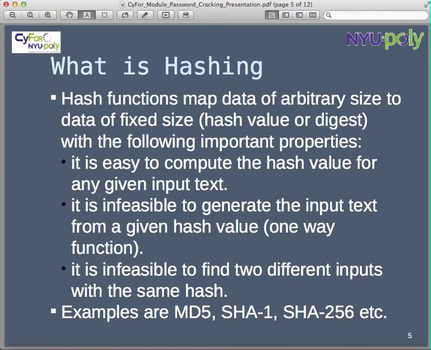There are a number of hashing algorithms that are used, such as MD5, SHA-1, SHA-256, etc. I would encourage you to do some research on the internet to learn more about these hashing algorithms. But irrespective of their internal details, relative strengths and weaknesses, essentially they all have the properties that we just talked about.